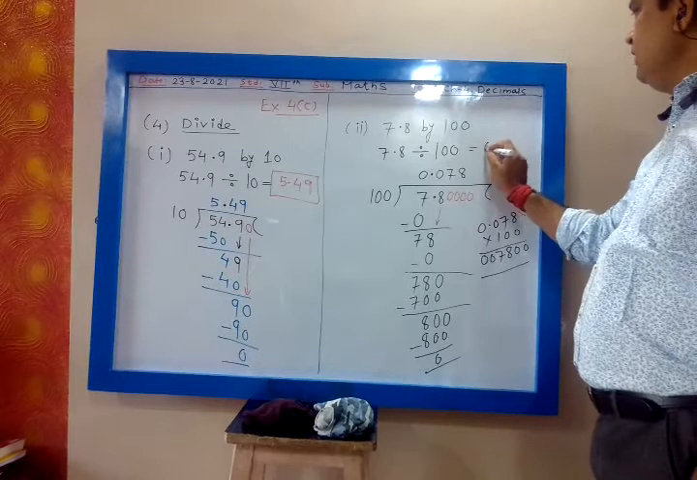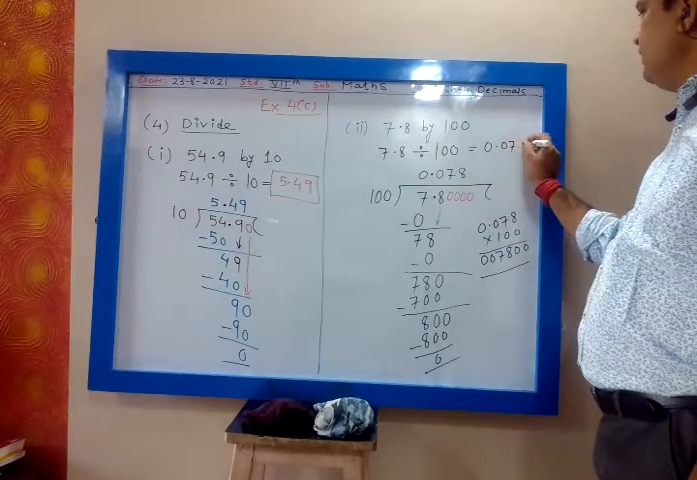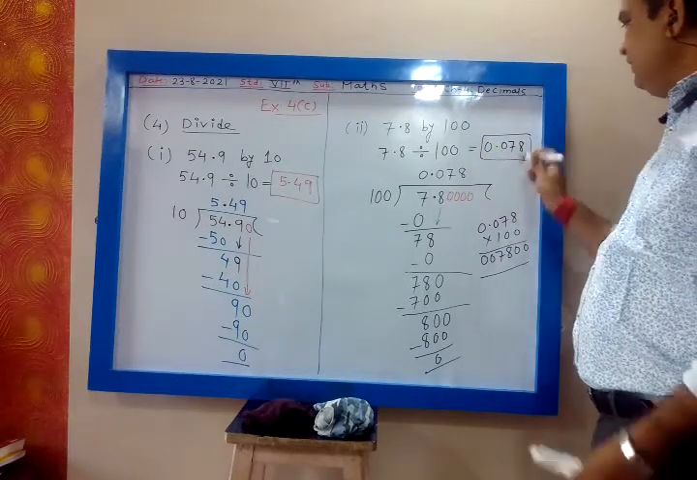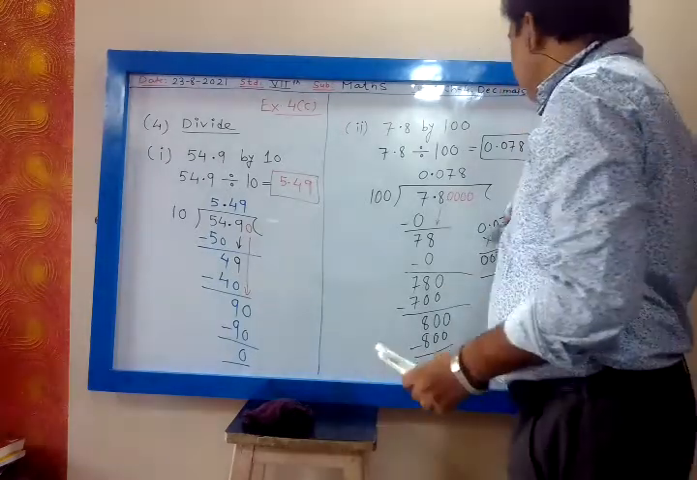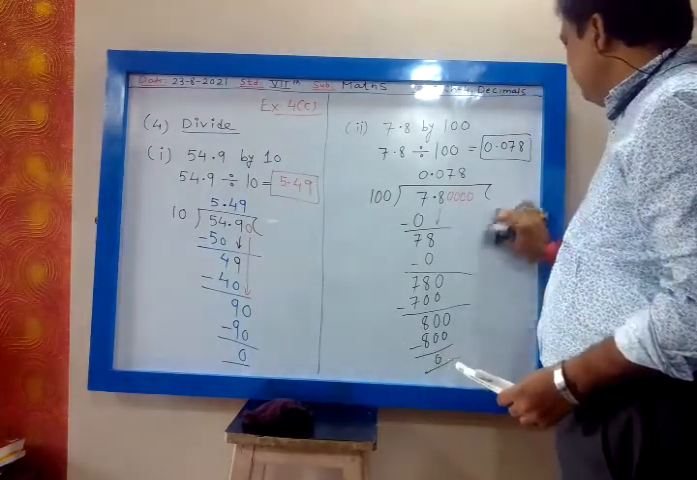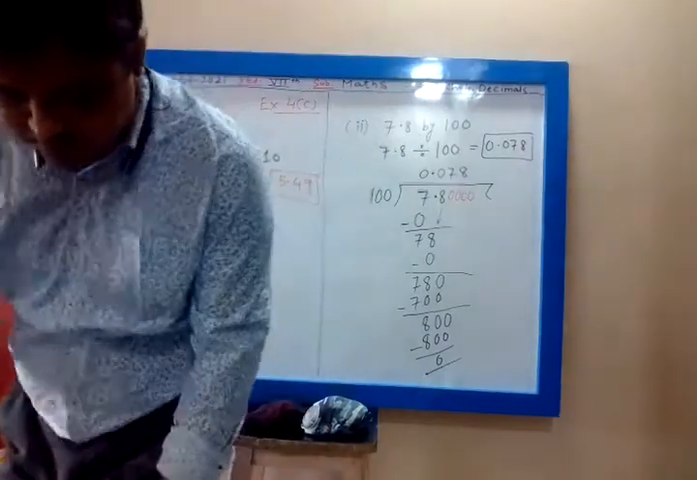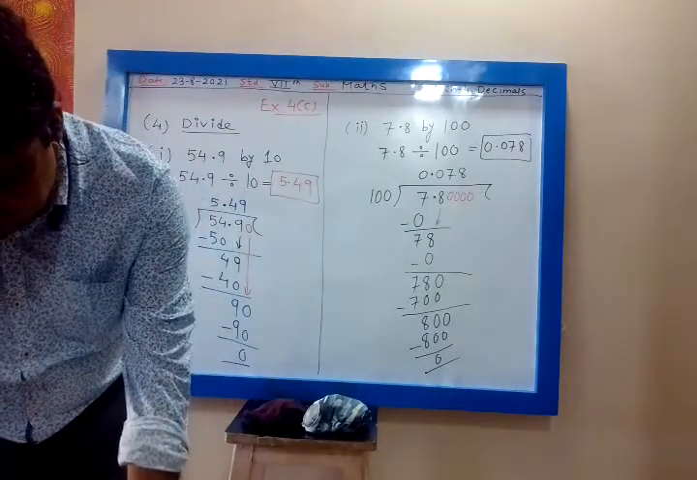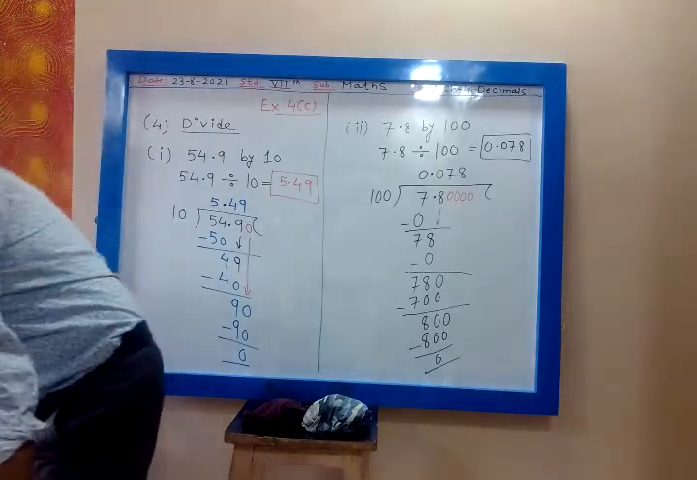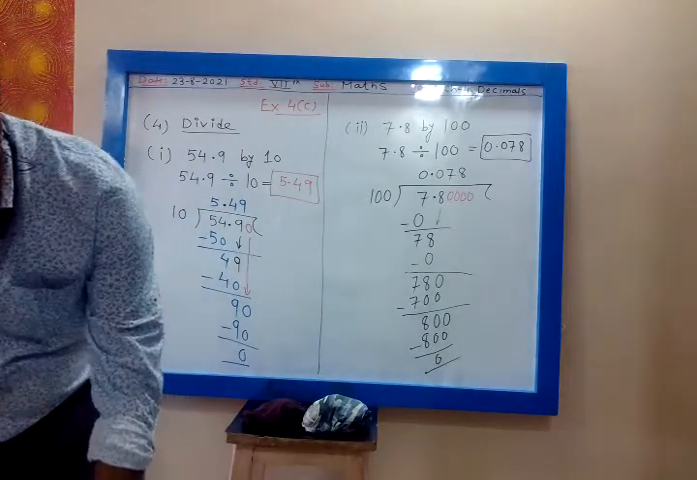Answer is 0.078. Okay. Answer is 0.078. Answer is 0.078. Now check the calculation. 0.078. Okay.